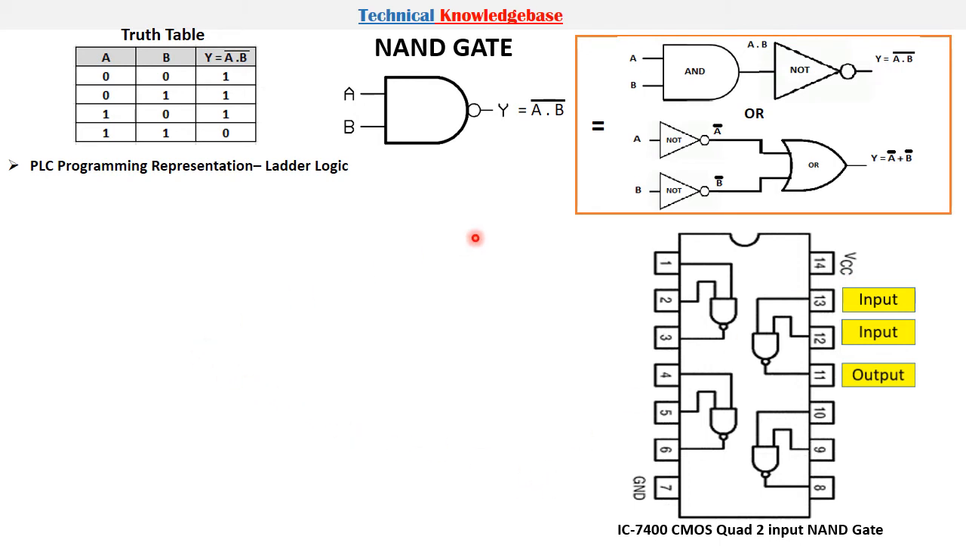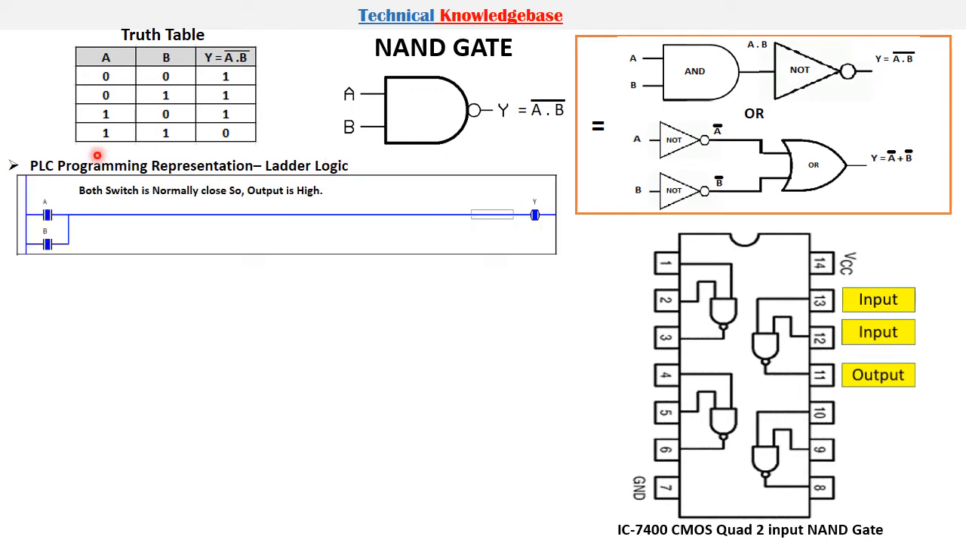Now we move forward to the PLC programming representation. Here we can see that the A and B switches are both normally closed. So why are both normally closed? Because we have used this representation, this design, to show it in ladder logic, so we can easily understand the actual logic of NAND gate PLC programming. So both switches are normally closed, then as per the truth table, the output is 1.